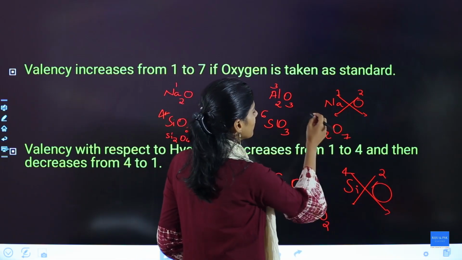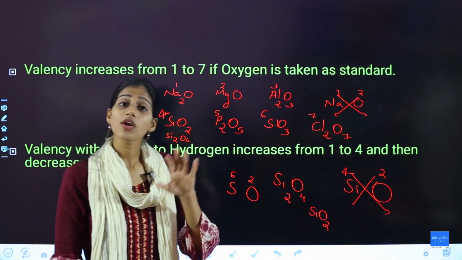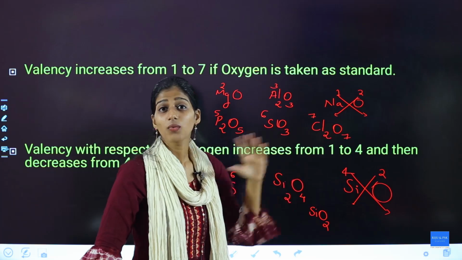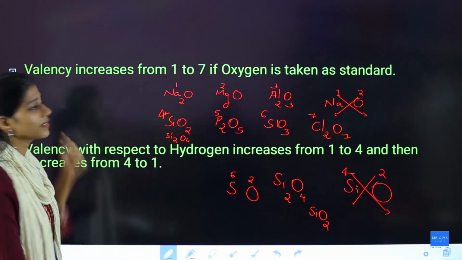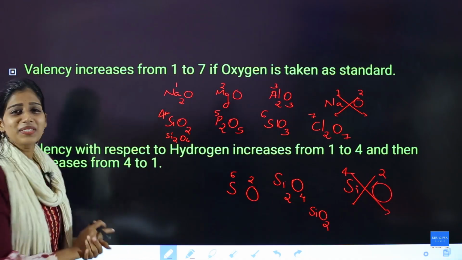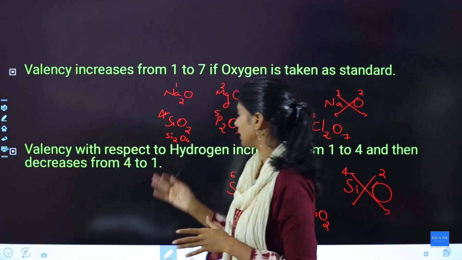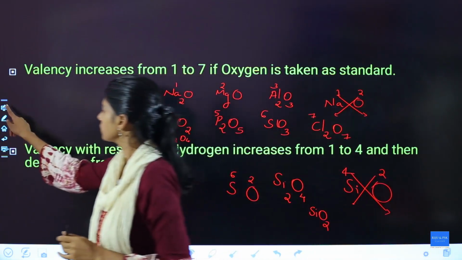In case of chlorine, the valency is 7. So, the valency keeps on increasing from 1 to 7 when you move across a period. That is what the first statement indicates. Now, coming to the other standard for comparing valencies, that is valency with respect to hydrogen.